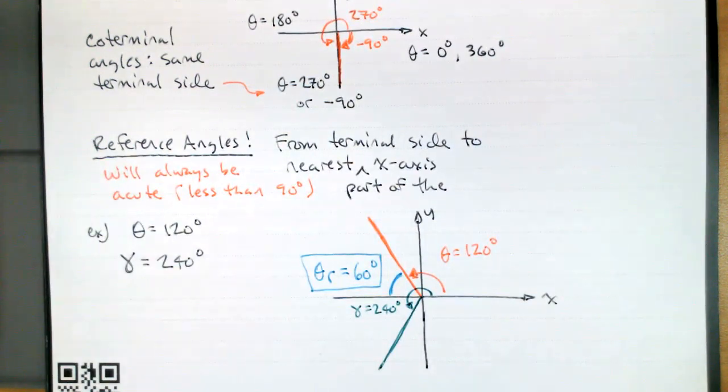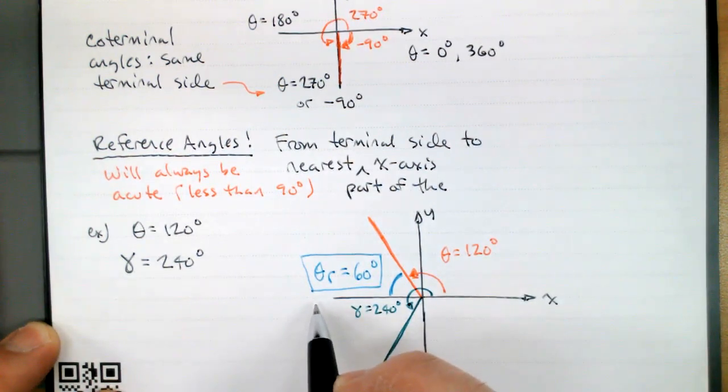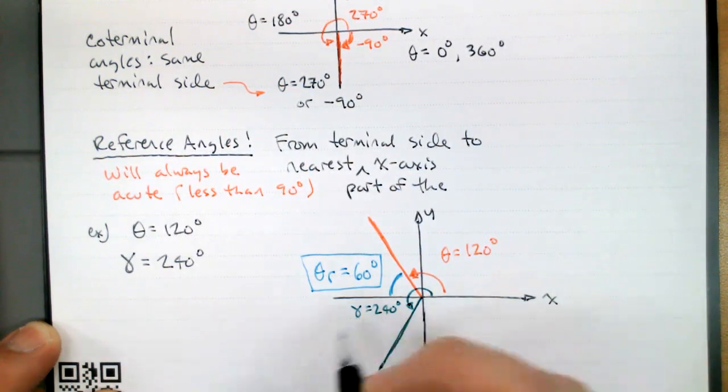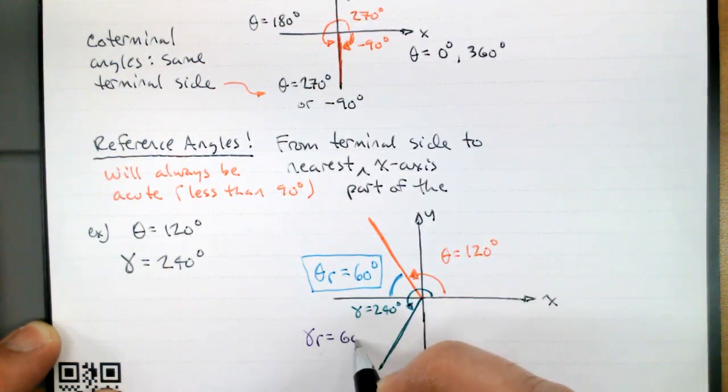The reference angle will go from the terminal side of 240 degrees to the nearest part of the x-axis. So that will be the negative x-axis. And how many degrees do we have to go back to get to the negative x-axis? The negative x-axis is at 180, and we've gone 240, so 240 minus 180 gives us a reference angle of 60 degrees.